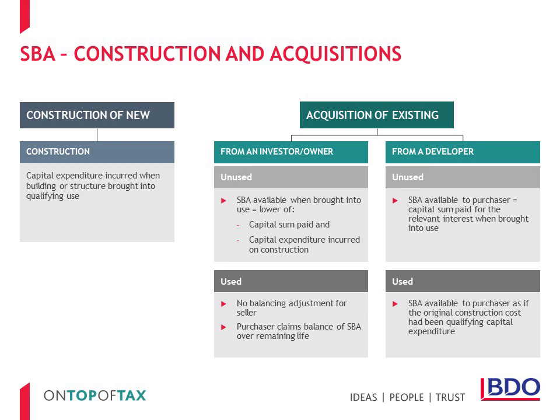However, it is necessary to consider who the building is being acquired from and whether at the time of acquisition the building is being acquired used or unused. So, as detailed in the diagram above, for example, where an existing building is acquired from an investor and the building is unused, the qualifying expenditure is based on the lower of the sum paid for the building and the capital expenditure incurred on the construction itself. However, if the building is acquired used, there is no balancing adjustment for the seller, and the purchaser simply claims a residue of the allowances over the remaining life, as I mentioned earlier.